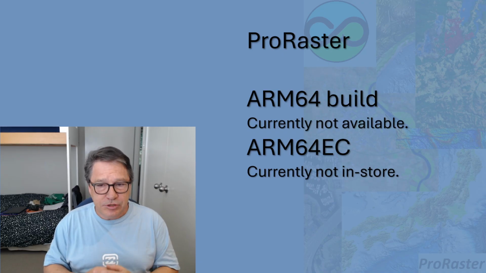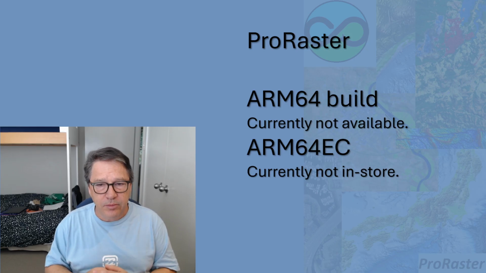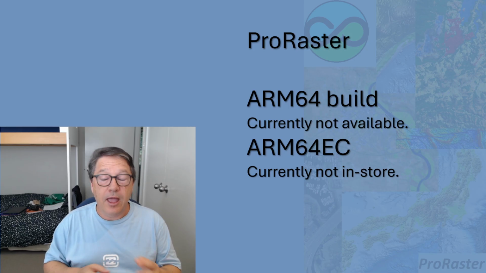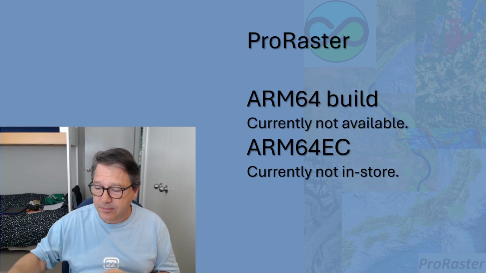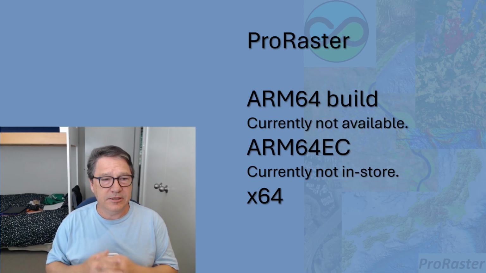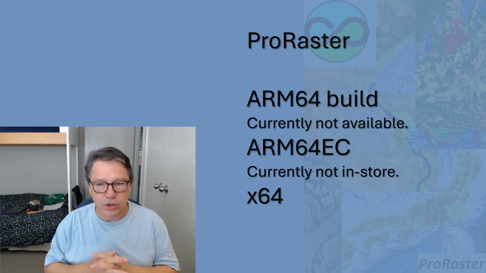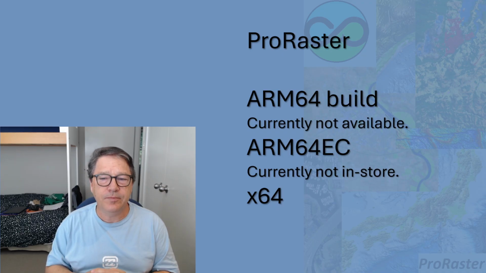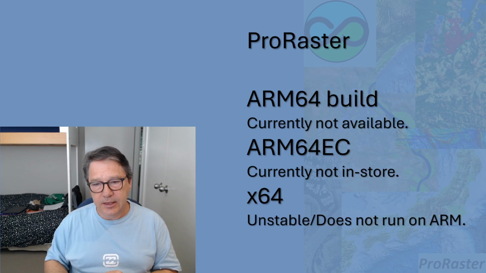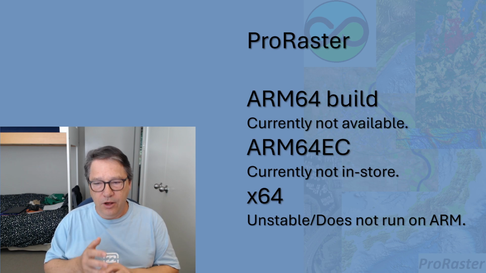As soon as Microsoft resolve that, fill that gap, resolve that problem, I will build an ARM64 EC configuration and I will upload it to the store, and then you'll be able to run ProRaster on ARM-based CPUs. But at the present time, the only configuration I can supply is an x64 build. So if you've got an Intel or an AMD CPU, you're all good. If you've got an ARM CPU or you've got an Apple M series CPU, you're not good. It is going to be unstable, and ProRaster Scientific does not run on ARM at all.